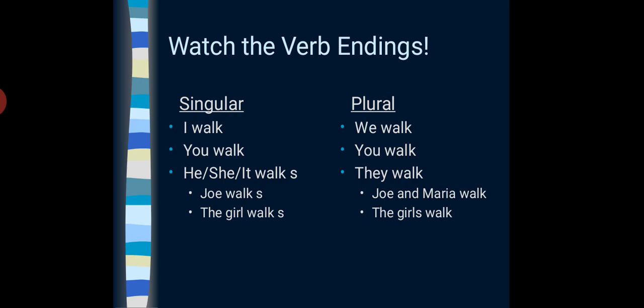Here we have used V5, the fifth form of the verb, or we have used a singular verb because it has s or es in it. Similarly, when we have a plural subject like they, we use walk. Joe and Maria walk. The girls walk. Okay, now let's move to the next slide.